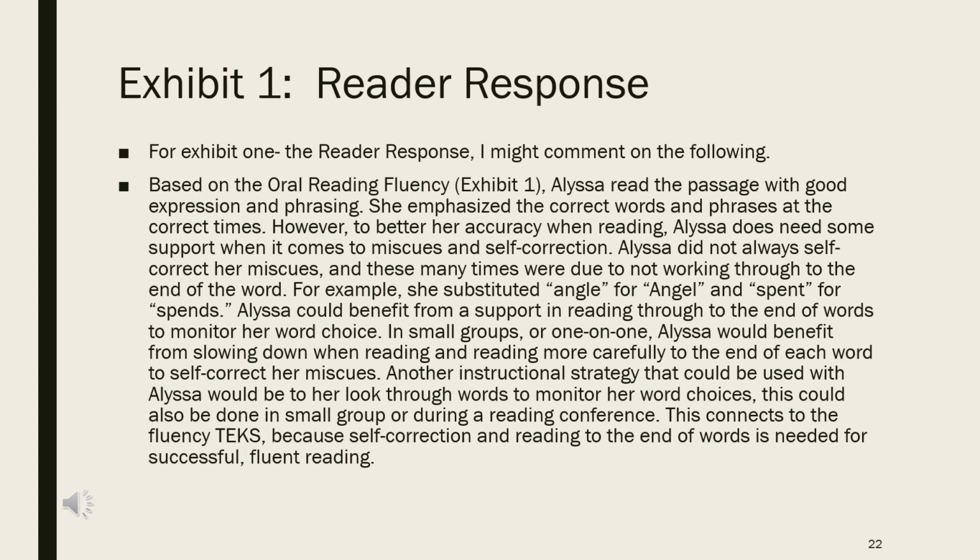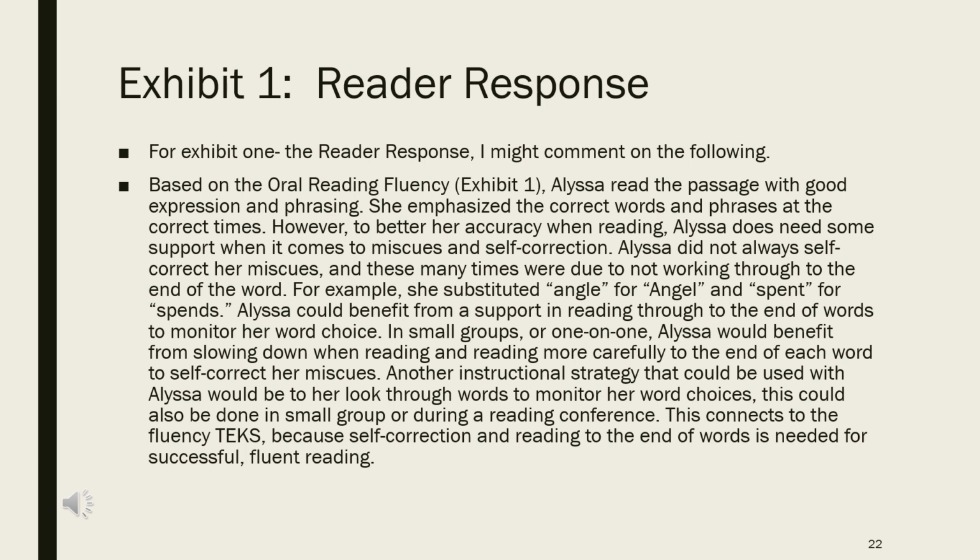And so here is the instruction. Alyssa could benefit from support in reading through to the end of words to monitor her word choice. In small groups or one-on-one, Alyssa would benefit from slowing down when reading and reading more carefully to the end of each word to self-correct her miscues. And then I wanted to add another instructional strategy that could be used with Alyssa, which would be for her to look through words to monitor her word choices. This could also be done in small group or during a reading conference. This connects to the fluency TEK because self-correction in reading to the end of words is needed for successful fluent reading.